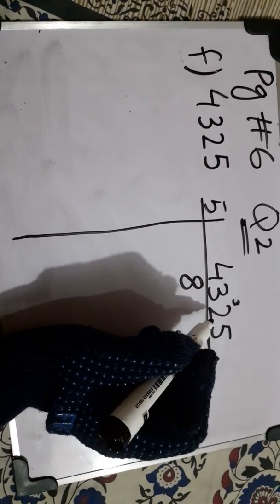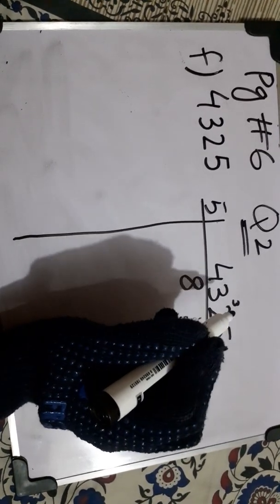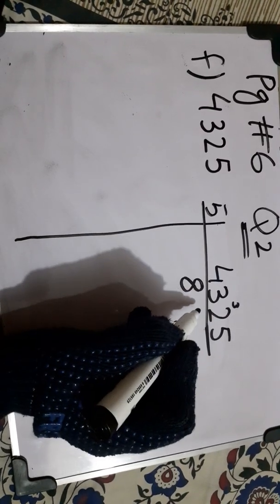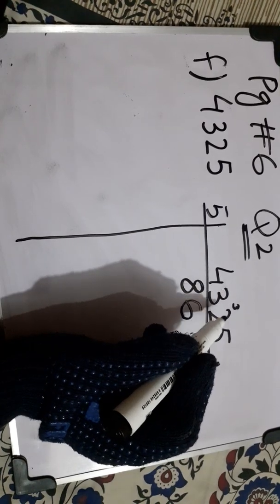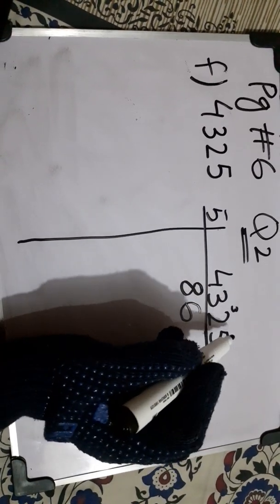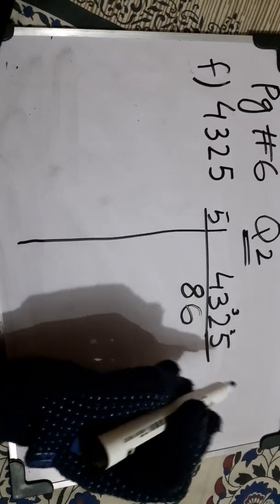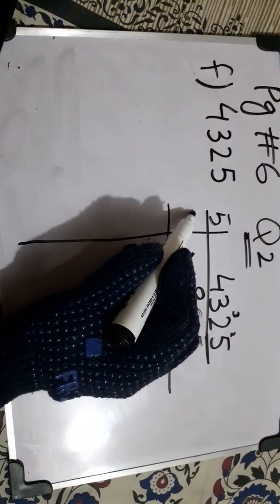Now we have 32. Does 32 come in the table of 5? No. What comes smaller than 32 in the table of 5? 30. 5 6s are 30. Again 32 minus 30, we have 2. So 2 goes to 5. Now it becomes 25. So 5 5s are 25. Now again we have the last digit 5, so we can solve it with the table of 5.